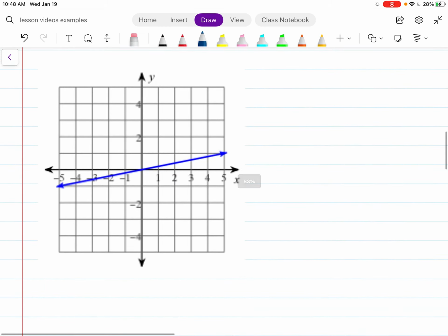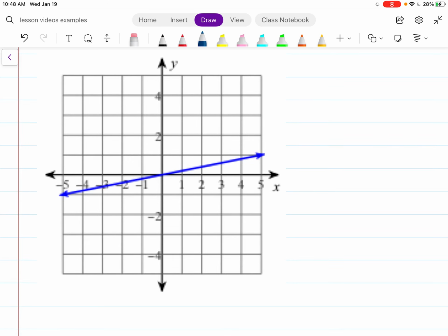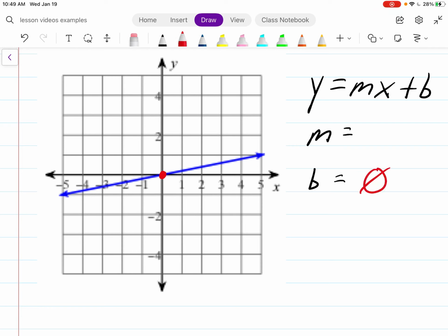So let's look at the next example. We see that our line crosses the y-axis at 0, 0. So again, we're trying to find y equals mx plus b. We need to identify the slope. We need to identify the y-intercept. And we see that the y-intercept is actually 0.